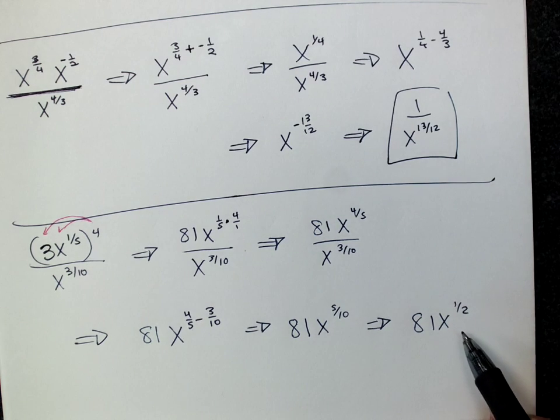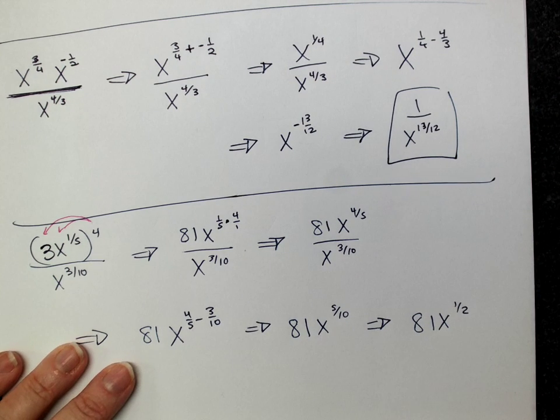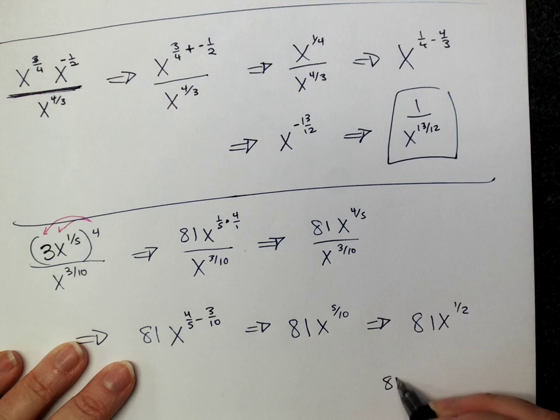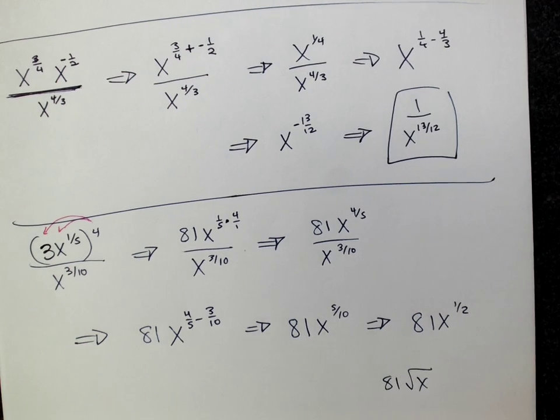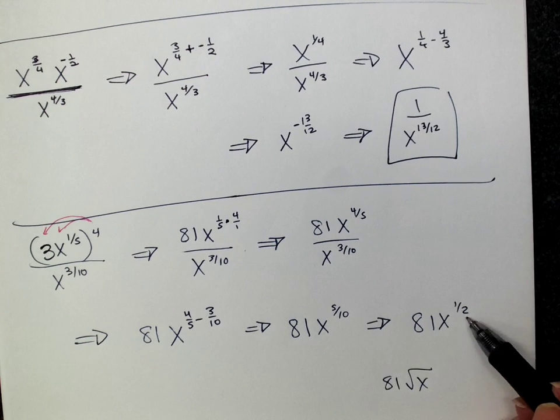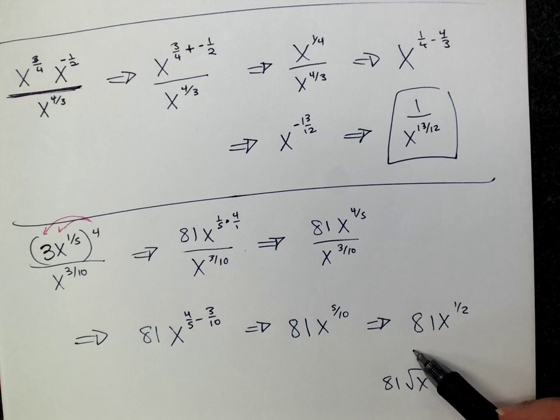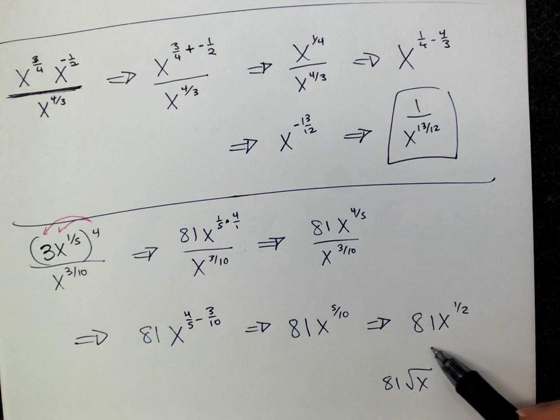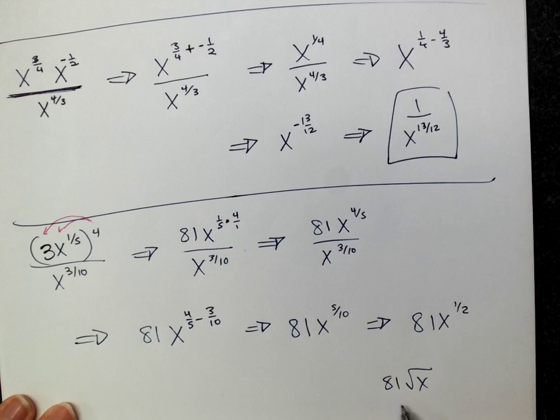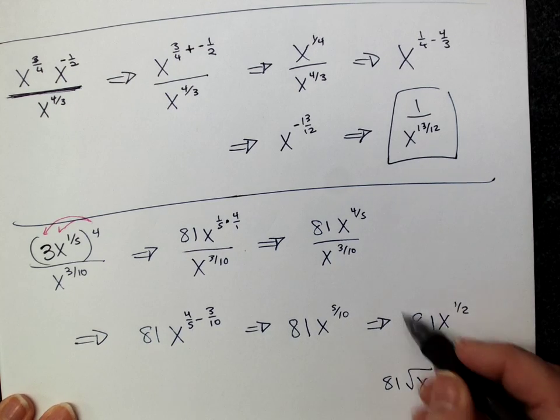Don't be tempted to turn that into square root of x. There's nothing in the directions that says put it in radical notation. Now if you did turn it into radical notation, it would be 81 square root of x, not square root of 81x. Remember, base matters, that 1/2 only belongs to the x, not to the 81. So this would not become a 9 square root of x or anything like that. No. This is the answer.